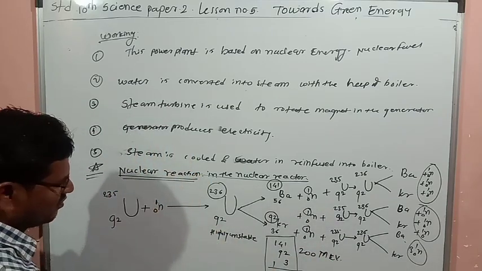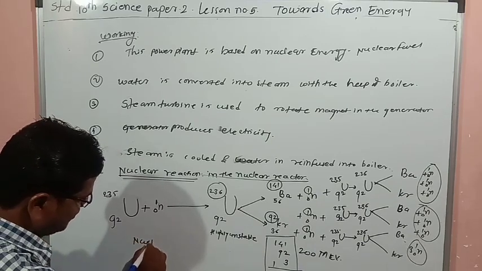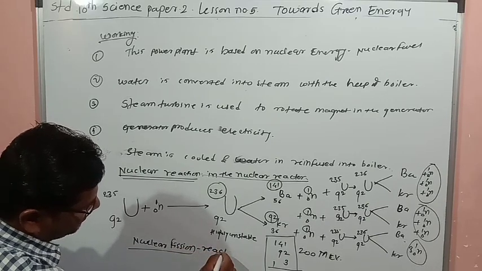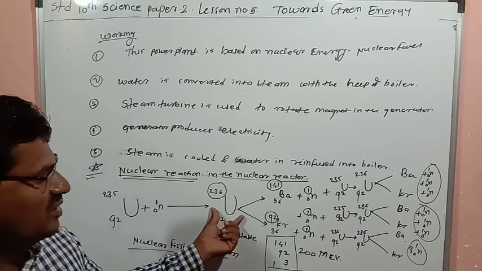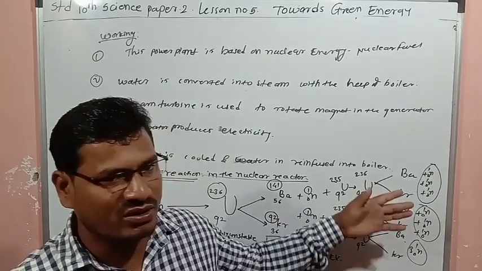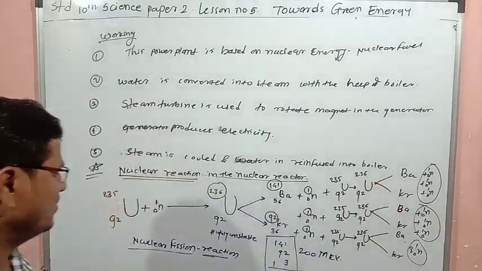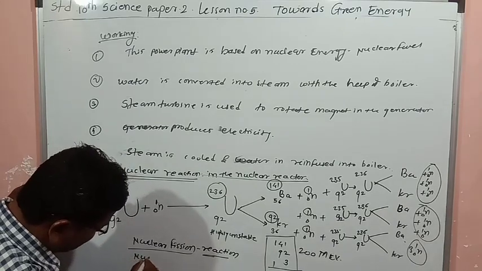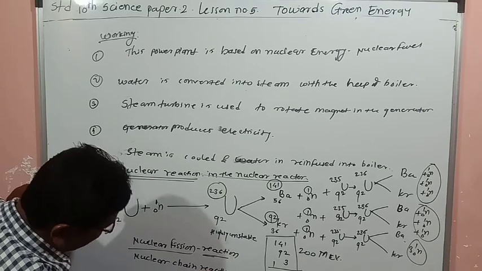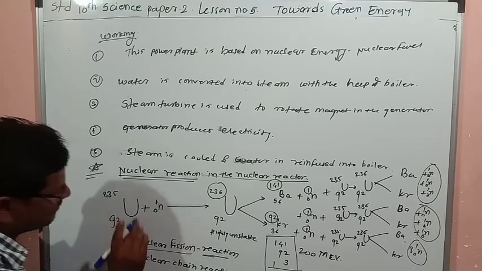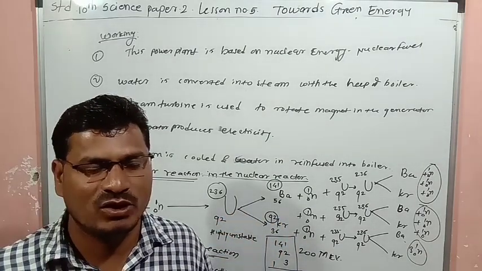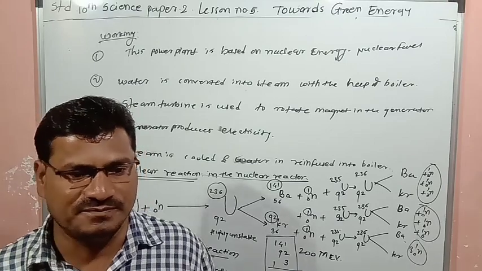And this type of nuclear reaction is called nuclear fission. That means splitting of this uranium takes place. This is highly unstable and splitting of it takes place. Again splitting goes on, so a large chain is formed, also called a nuclear chain reaction. So nuclear fission reaction, nuclear chain reaction. These are the main working of that particular nuclear power plant.